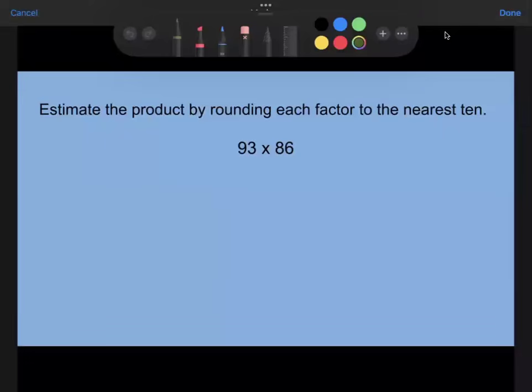Okay, so it says we're going to estimate the product by rounding each factor to the nearest 10. So now we know what we're rounding these numbers to. So I'm going to write 93 over here and 86 over here. We need to round each of these to the nearest 10. So we're going to identify the digits that are in the tens place for each number. Then we're going to look to the digit just to the right of that for each number as well. When we're rounding, if the digit is 5 or more, that means we're going to raise the underlying digit. If the digit is 4 or less, we're going to leave the underlying digit alone.